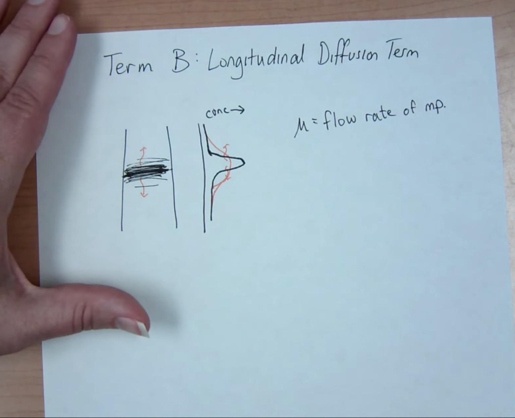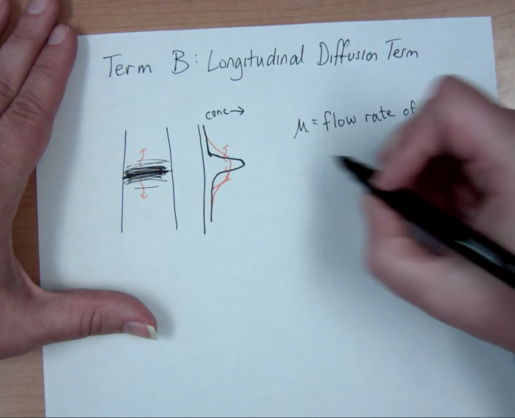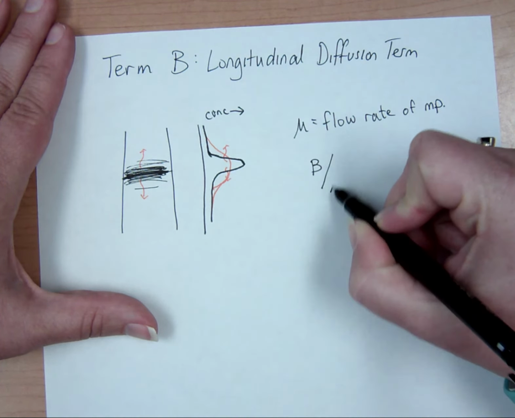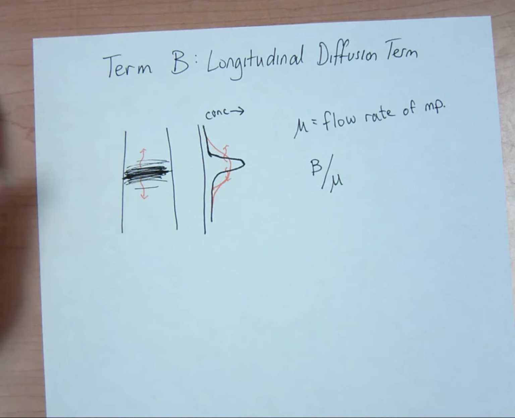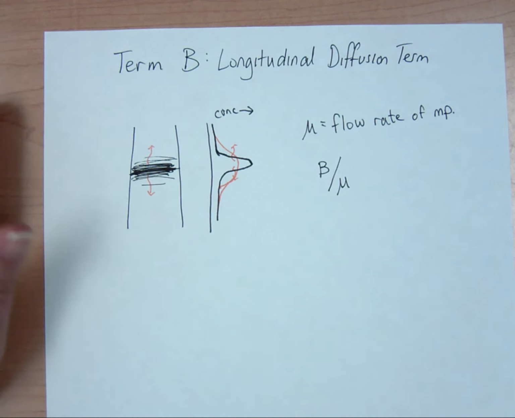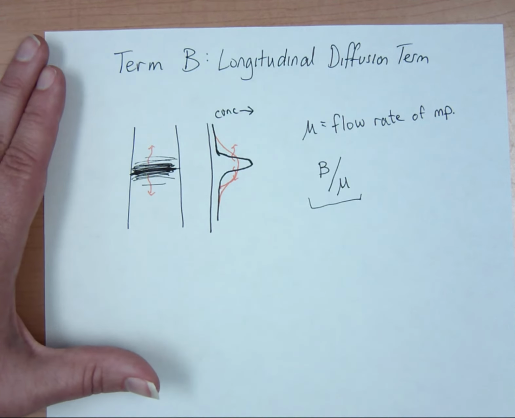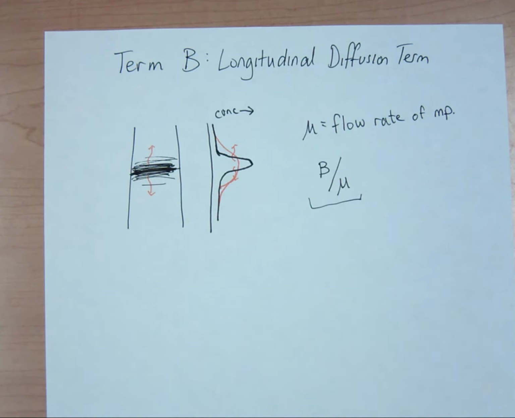So the relationship between our B term and the flow rate is inversely proportional. A faster flow rate means a lower overall B term, and a slower flow rate is going to mean more longitudinal diffusion can occur in that time, and so we get a higher overall B term. So in the Van Deemter equation, we would write this term with an inverse relationship to the flow rate, mu.